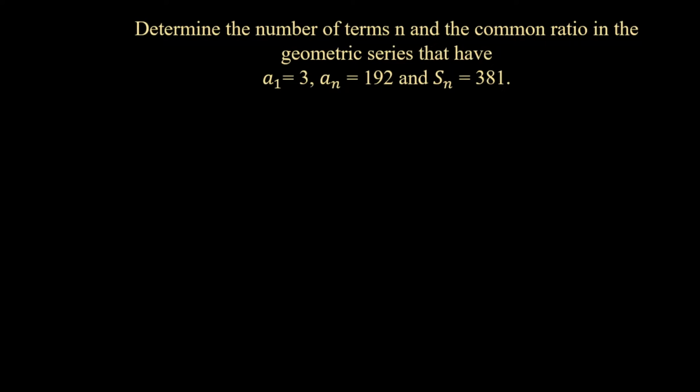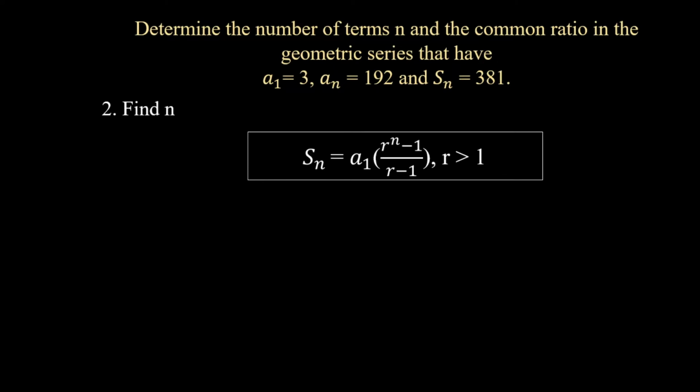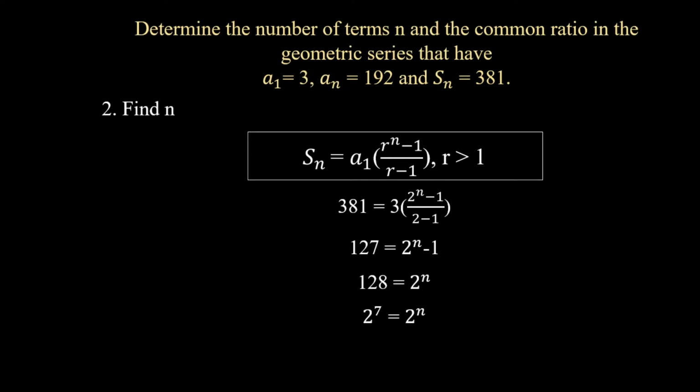Now, find n. Since you know that r is greater than 1, which is 2, you use this geometric series formula to solve it. Substitute all the things you know into this formula, and you'll get 381 equals 3 times 2 to the n minus 1 over 2 minus 1. Calculating things, you get 128 equals 2 to the n. You know that 128 equals 2 to the 7. So 2 to the 7 equals 2 to the n. So n equals 7.